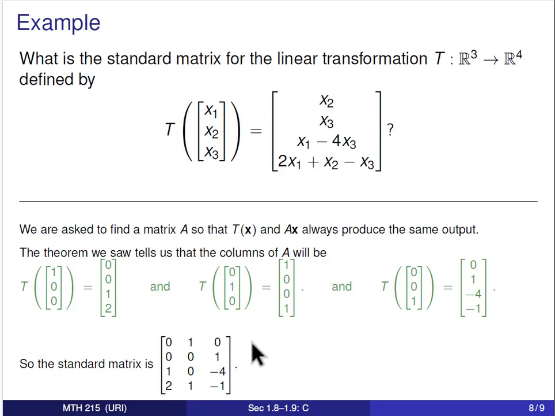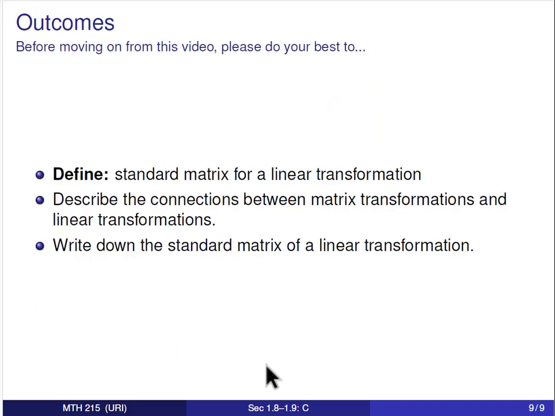And it is also always the case that if you were to take a vector in R3 and apply this rule to it, and take that same vector from R3 and multiply it onto this matrix, you should get the same answer both times. Right, with that, we have defined the standard matrix of a linear transformation. We have described the connection between matrix transformations and linear transformations. Basically, they're the same thing. Every matrix transformation is a linear transformation, and every linear transformation can be written as a matrix transformation. And we have written down the standard matrix of a linear transformation in the last few examples.